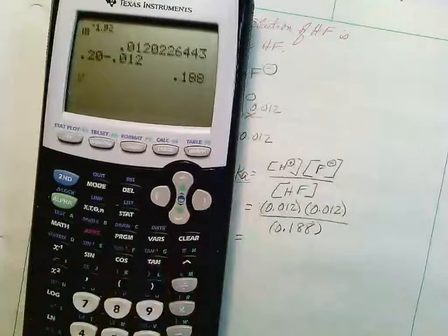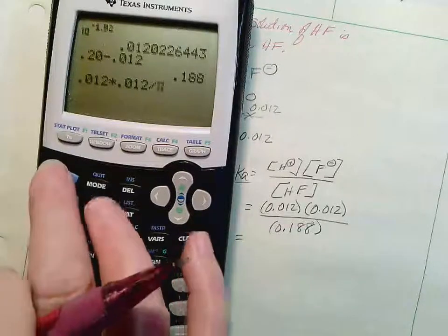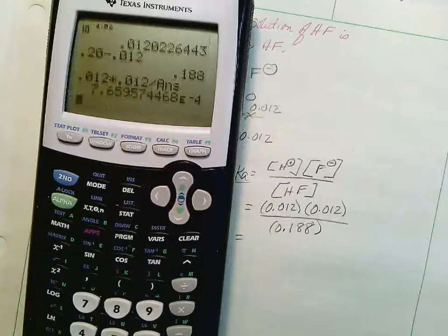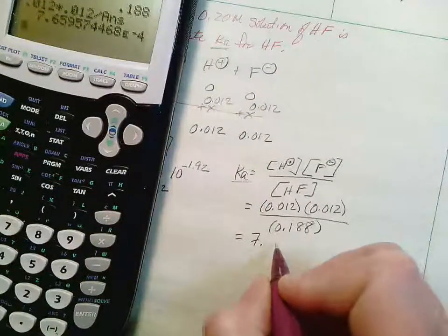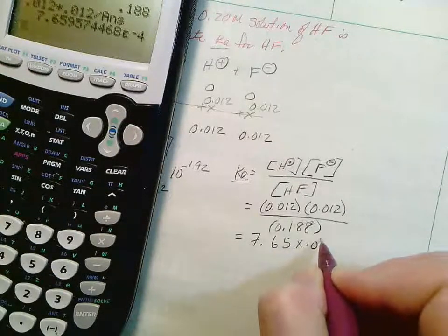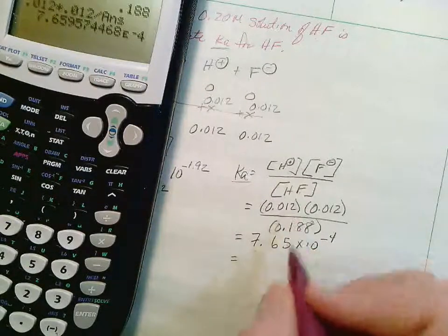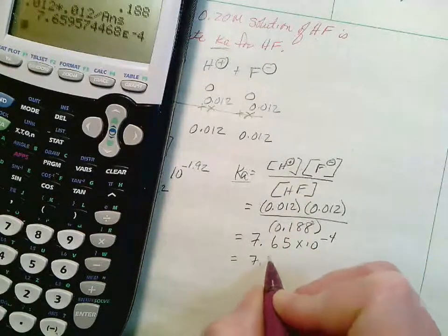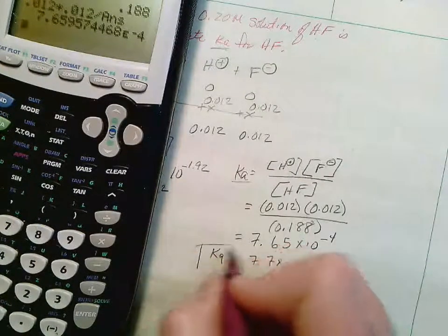So 0.012 times 0.012 divided by, I could just use the second answer, equals, and I get 7.65 times 10 to the negative 4th, which rounding to 2 significant figures will be 7.7 times 10 to the negative 4th equals my Ka for HF.